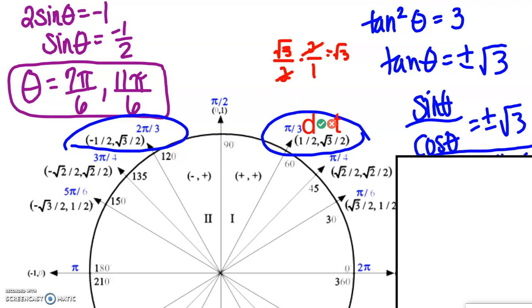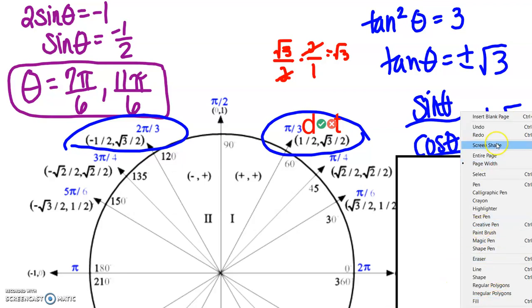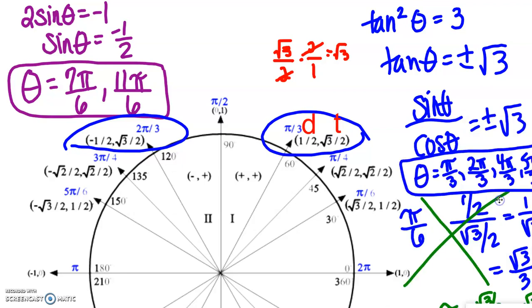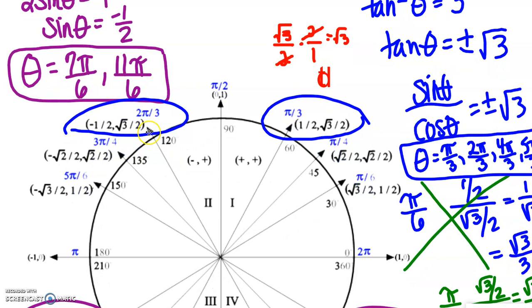So that happens in a few places. So it works at pi over 3, because when I divide those two, I would get square root 3. It works at 2 pi over 3, because remember that would make the negative square root 3.